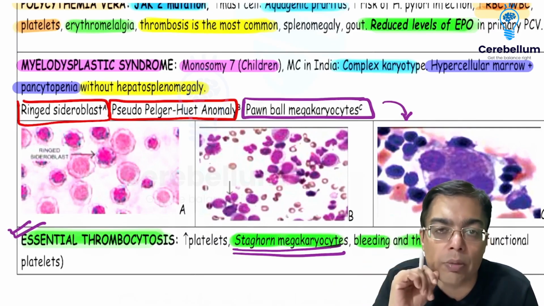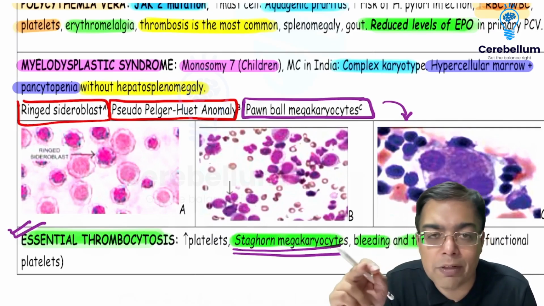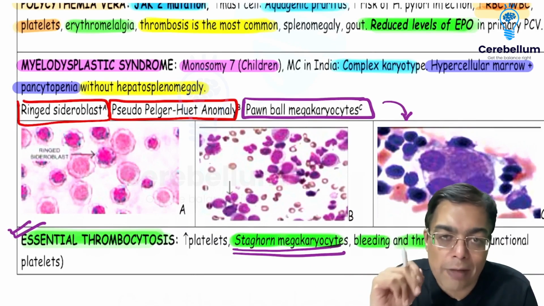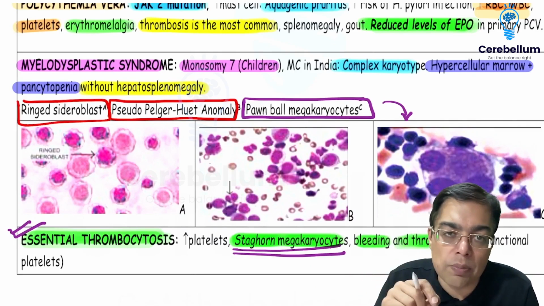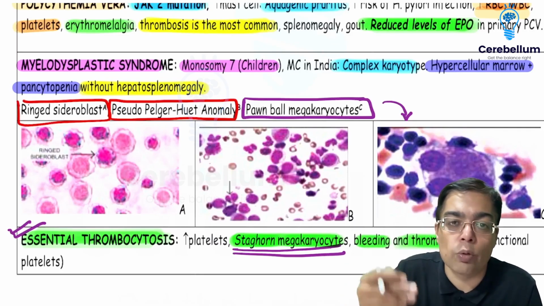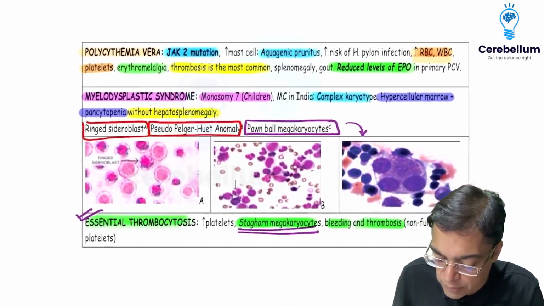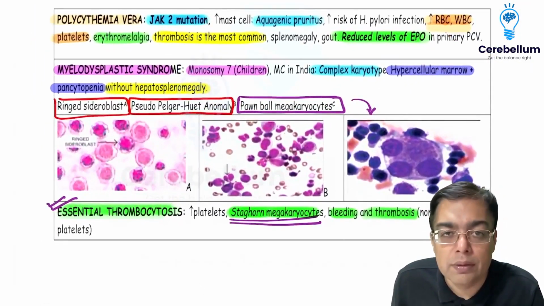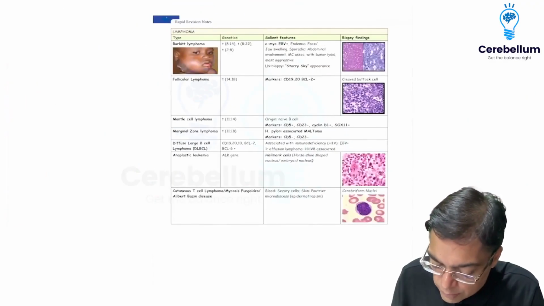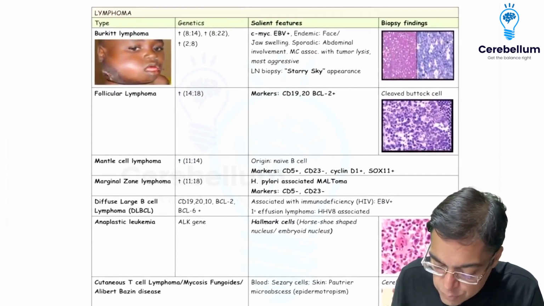Now, why are we interested in myelodysplastic syndrome? It has a definitive association with PNH. And fact number 2, patients who have myelodysplastic syndrome can in the future progress into an acute leukemia like AML. So that is one of the reasons why we need to have an idea about this kind of condition. The other condition that we need to have an idea about is the different types of lymphomas.